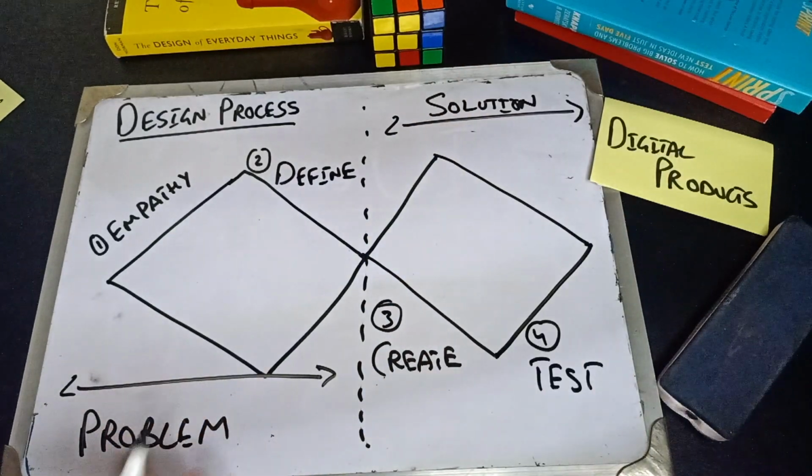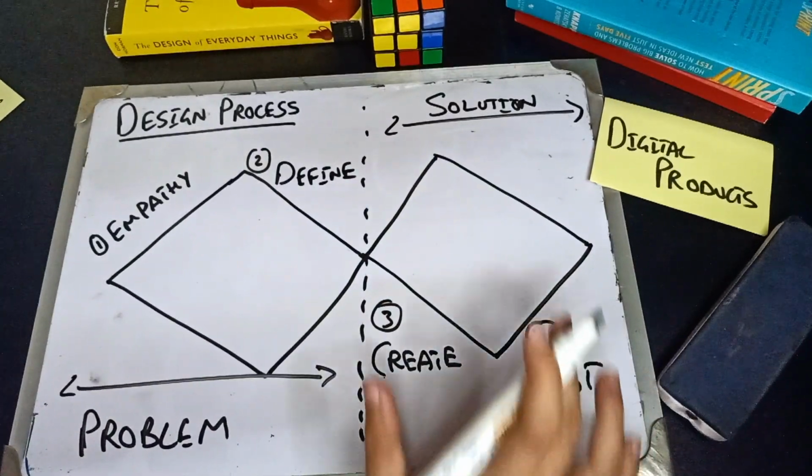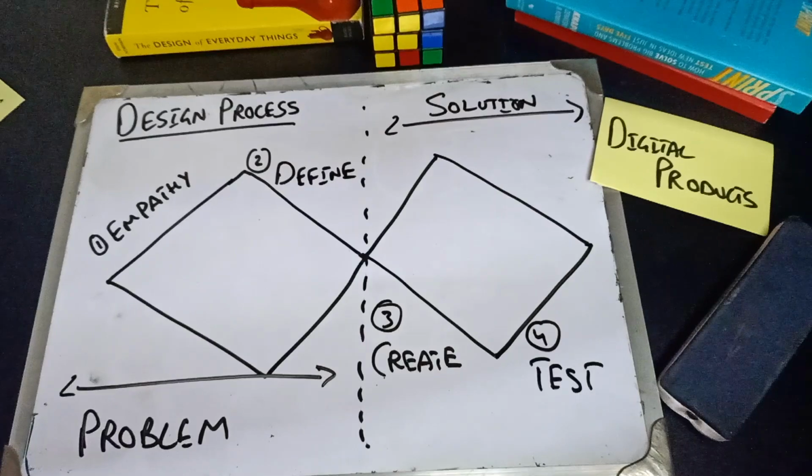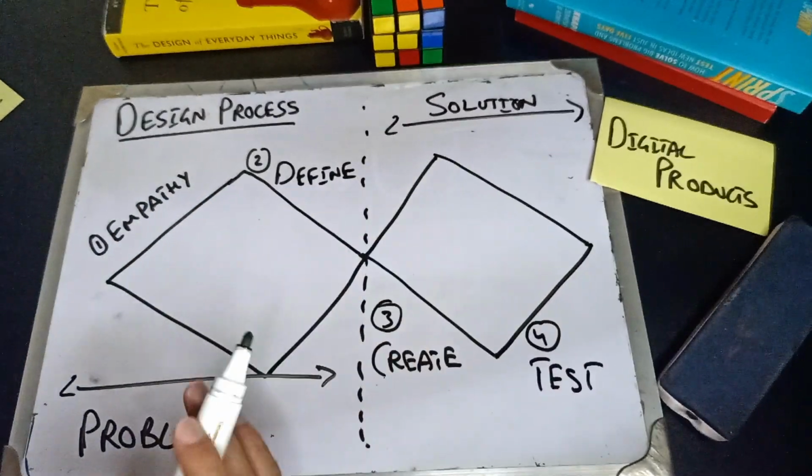So this is traditionally how a design process looks. It has two diamonds. The first half is dedicated towards the problem identification phase, and the second diamond, or second half, is dedicated towards the solution phase of that problem. So designers need to go through all this circle to complete a project.